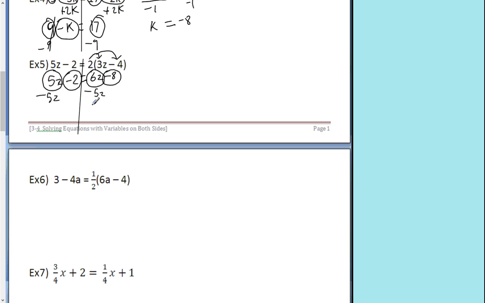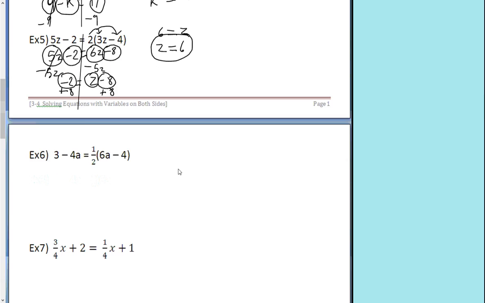6z plus a negative 5z makes 1z, or just z, minus 8 equals negative 2, because those chunks go away. Rechunk. You're probably by now really starting to see how easy this really is. How do I get rid of a negative 8? Add 8 to both sides. Negative 2 plus a positive 8 makes 6. So 6 equals z, or z equals 6. I'll accept either one. Not hard at all, hopefully.